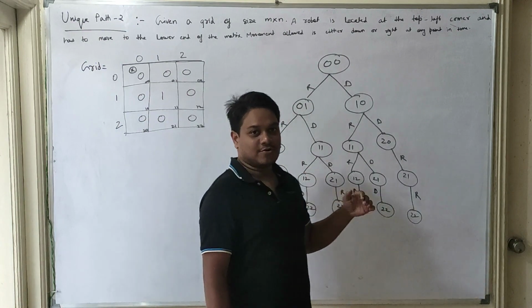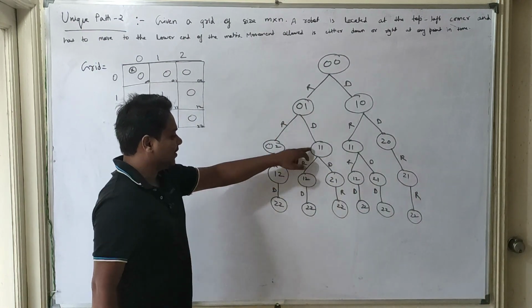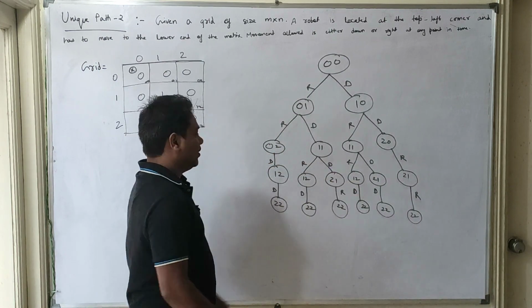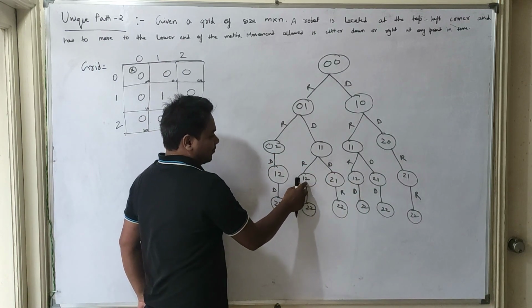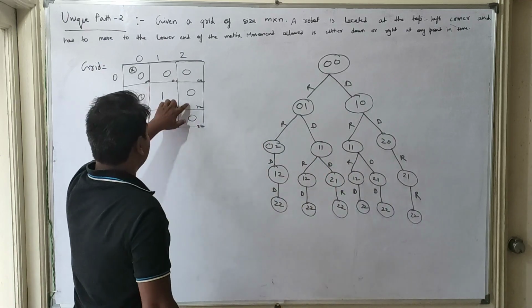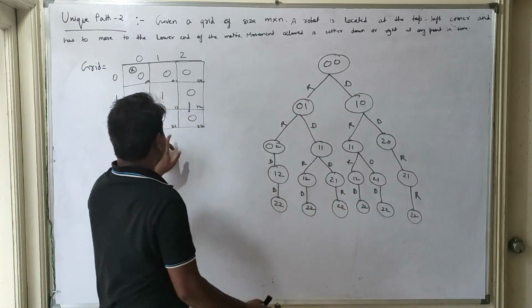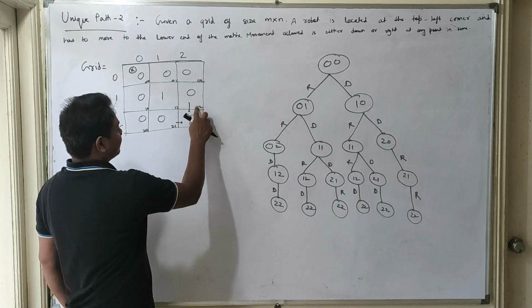So similarly I have drawn the complete paths. Okay, similarly from 1 1 it can either go right or it can go down. If it goes right, then it will land on 1 2, or it will go to 2 1, and similarly from 1 2 it can only go down. Okay, and from 2 1 it can only go right.